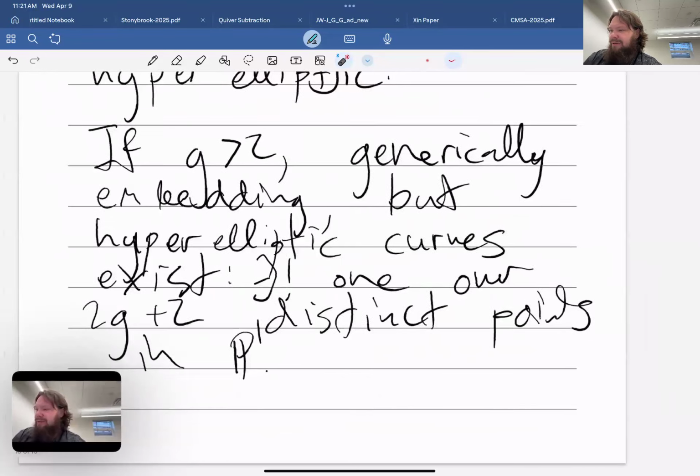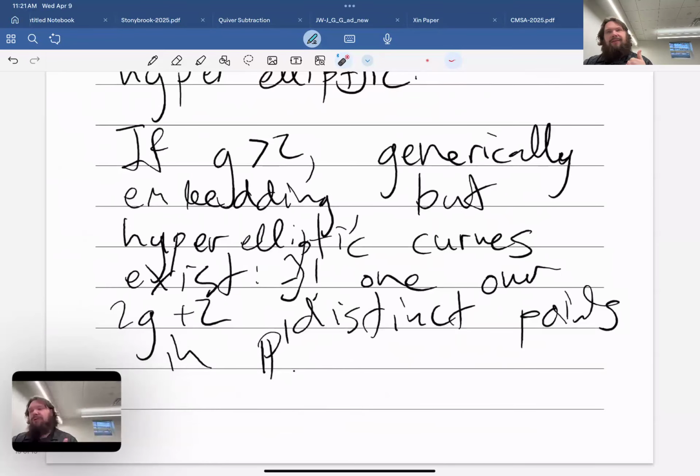On the other hand, if g is greater than 2, then usually it's an embedding. Hyperelliptic curves exist. There's one for every tuple of 2g plus 1 distinct points in P1. But that's not most curves.